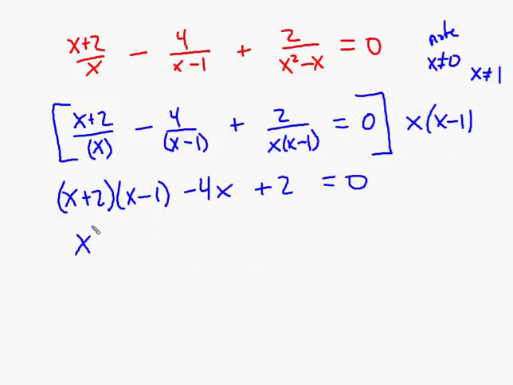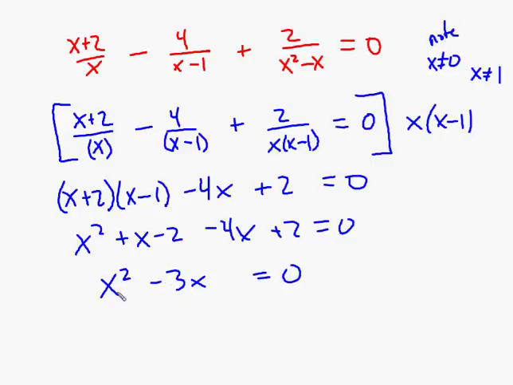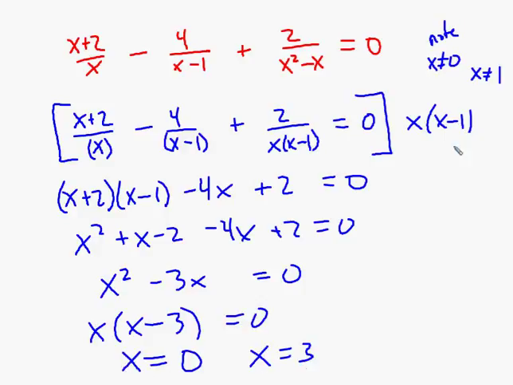I'll multiply that out, and I'll combine my like terms. And this factors easily. How do I factor that? Take out x. Yep. And x is 0 or x is 3, but x cannot be 0, so I reject that answer and keep only the 3. Just like Jesus.